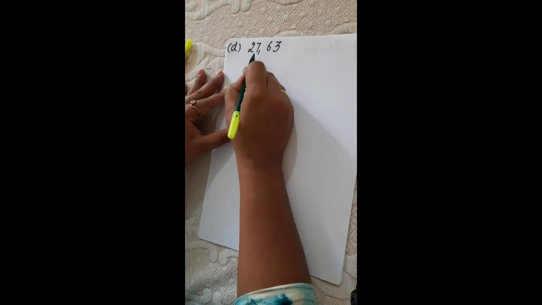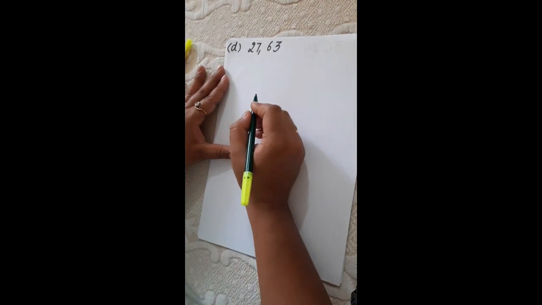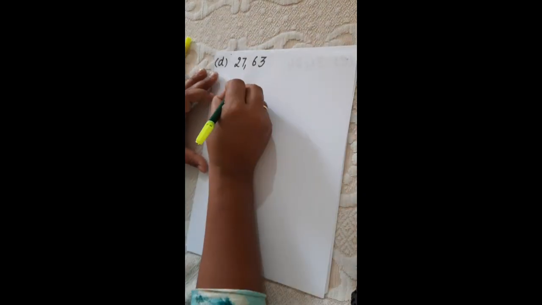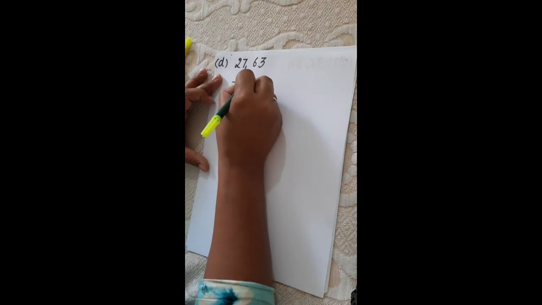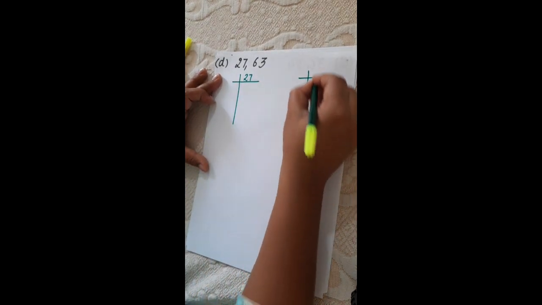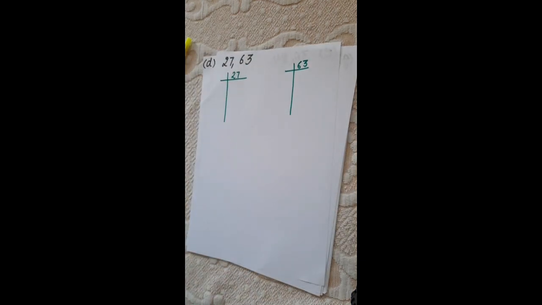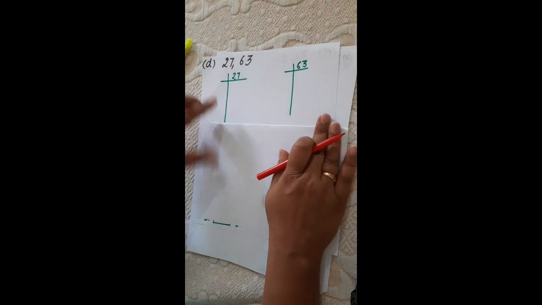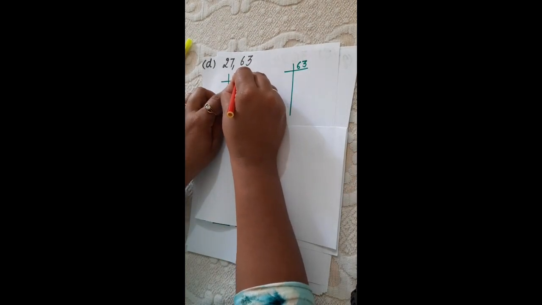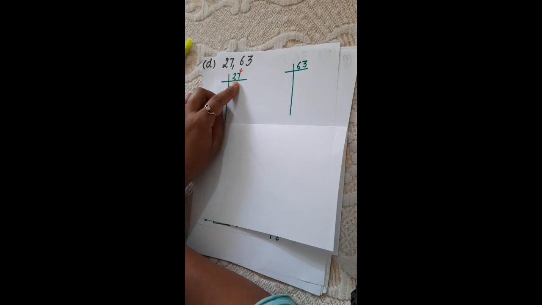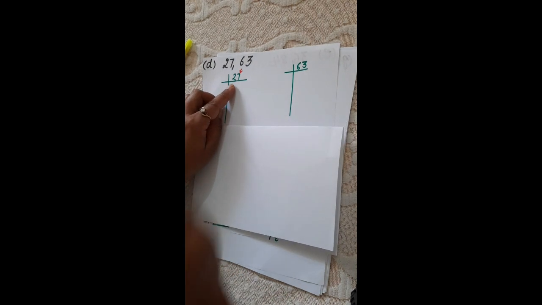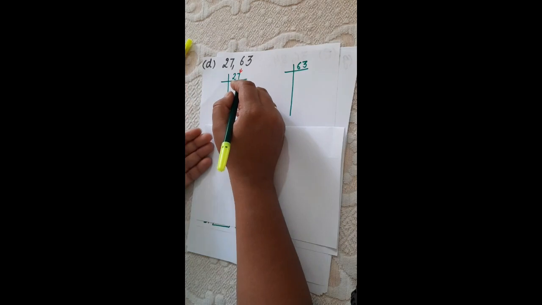Now let's continue with the D part. Here in the D part we have 27 and 63. Again we have the same steps, same criteria. Solve the prime factorization of 27, then the prime factorization of 63. Now in this we have 27, and here the last digit is 7, and we know that if there is an even digit in the ones place, then it is divisible by 2, otherwise not. If it is not divisible by 2, let's check with 3.